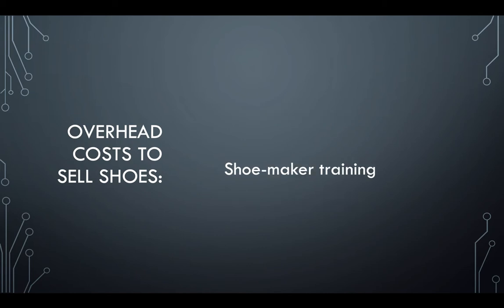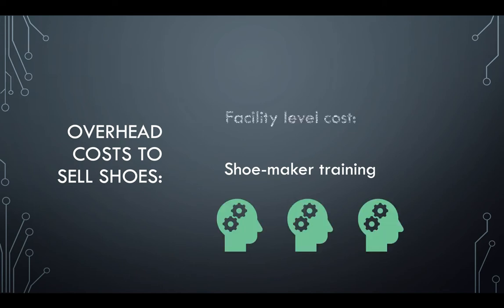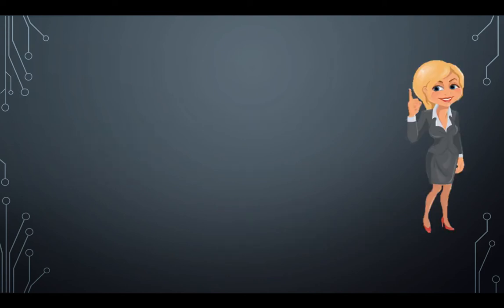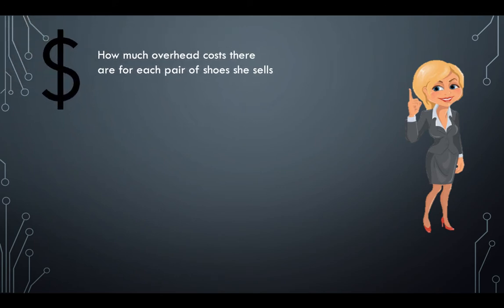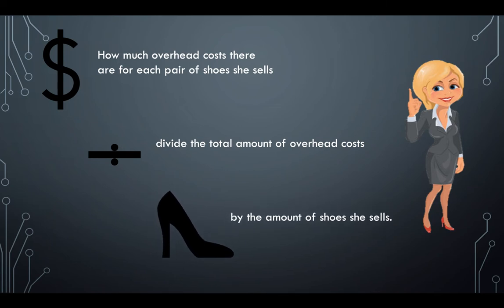And finally, shoemaker training, which is a facility level cost, which are costs that sustain the overall manufacturing and facility processes. If Sally wants to calculate how much overhead costs there are for each pair of shoes she sells, she could simply divide the total amount of overhead costs by the amount of shoes that she sells.